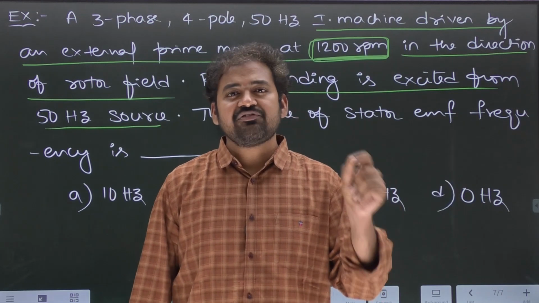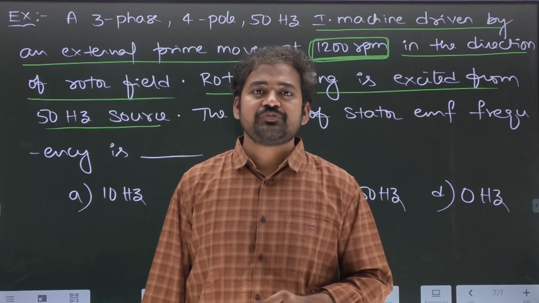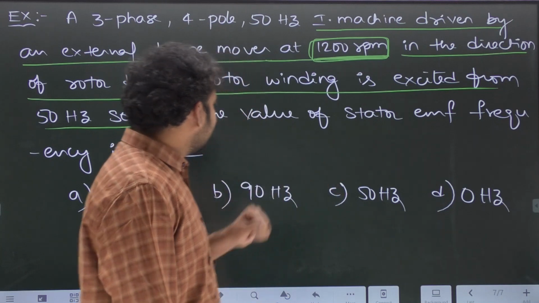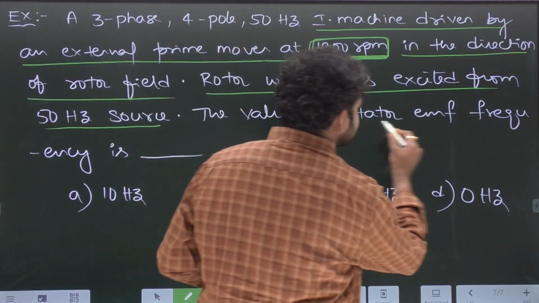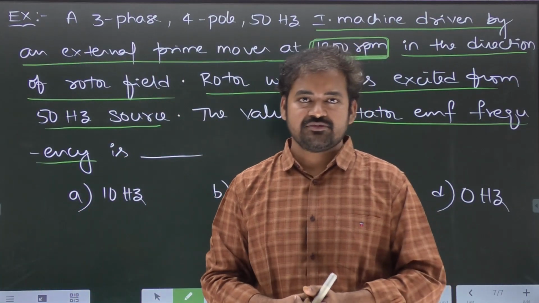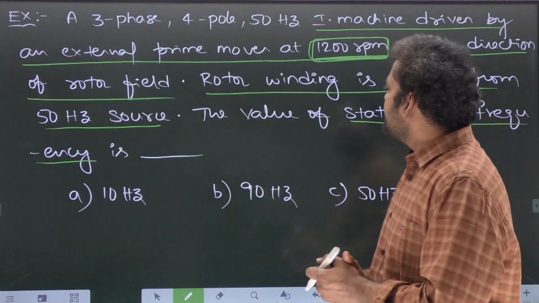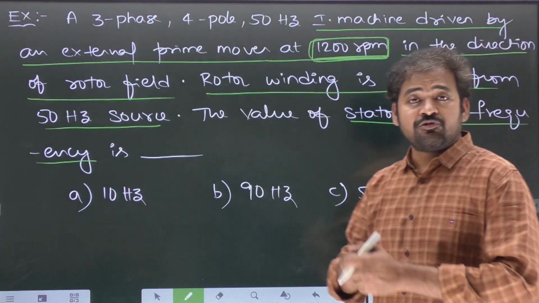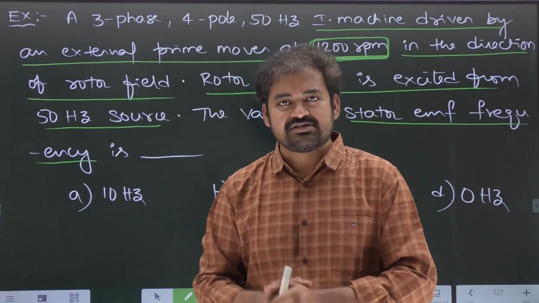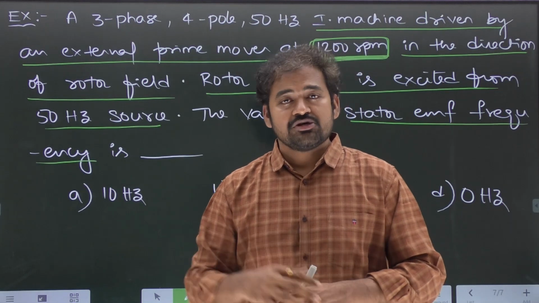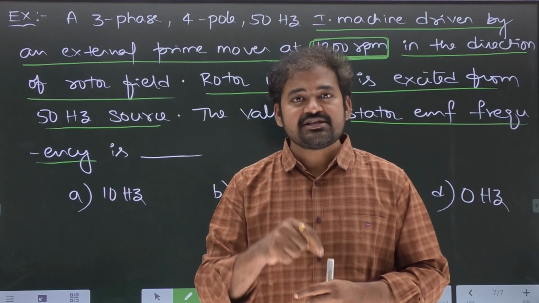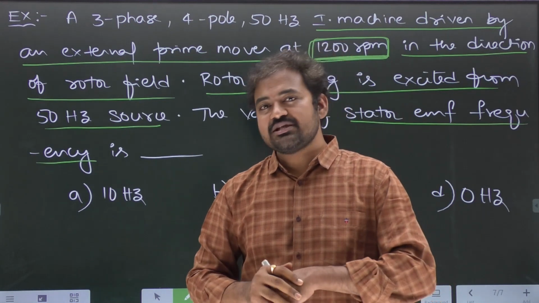As the machine is excited from rotor side, slip speed is the relative speed between what and what? Rotor field and stator conductors. And finally, what is the answer we need? The value of stator EMF frequency. Stator EMF frequency means slip frequency. Why? Because the machine is excited from rotor side. Therefore, rotor frequency is supply frequency and stator frequency will be slip frequency. That is the answer we need to find. To calculate slip frequency, first we need to calculate slip. To calculate slip, we need slip speed. And what is slip speed in this case?